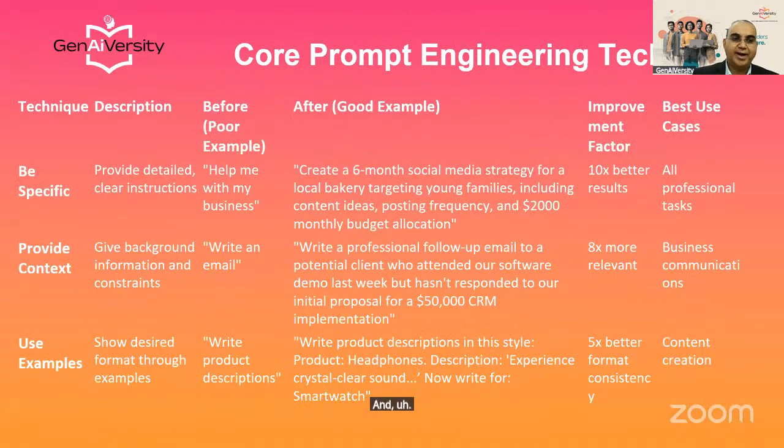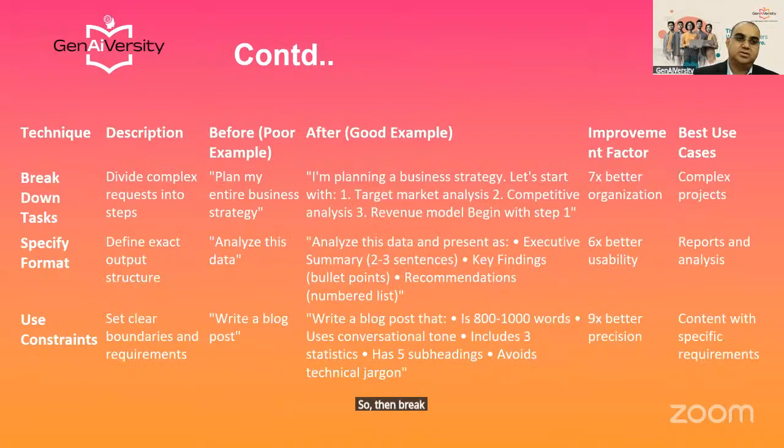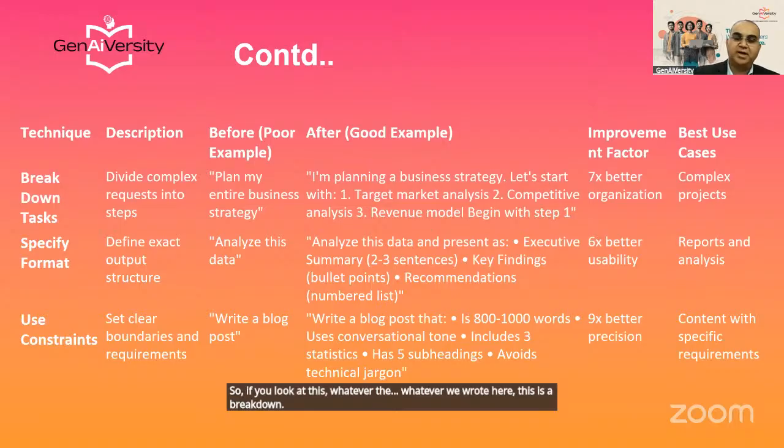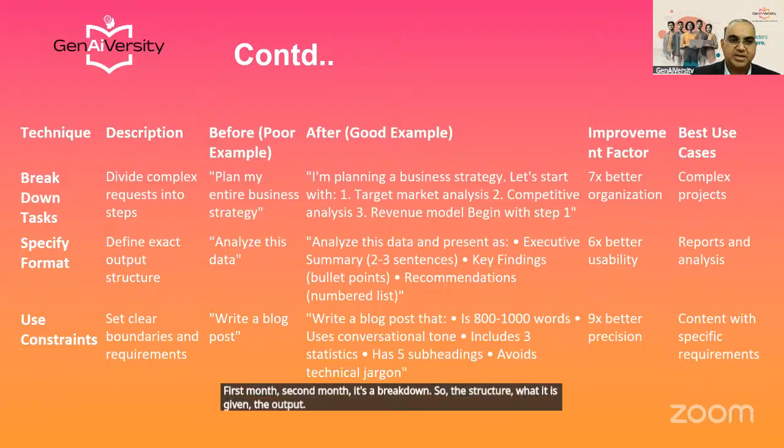In the provide context, writing an email. For better results, everything is in writing your prompt. What is it that you write? Then break down tasks, specific formats. If you look at this, whatever we wrote here is a breakdown. Breakdown means a 6 months content plan. What we created is a first week, second week, third week, first month, second month. It's a breakdown. So the structure, what it is given the output, and the specific format.